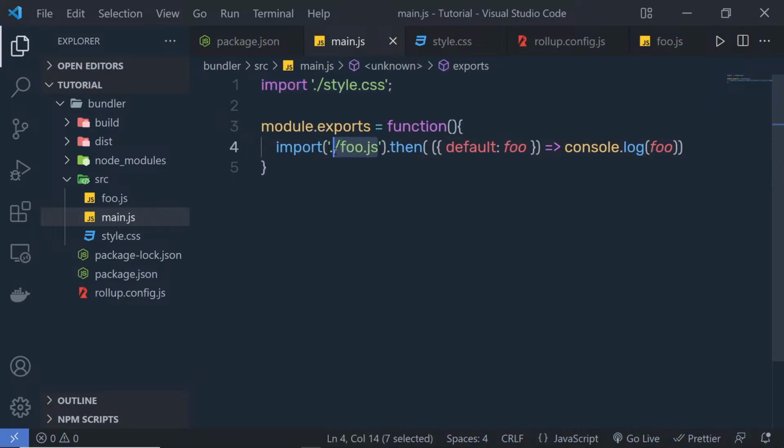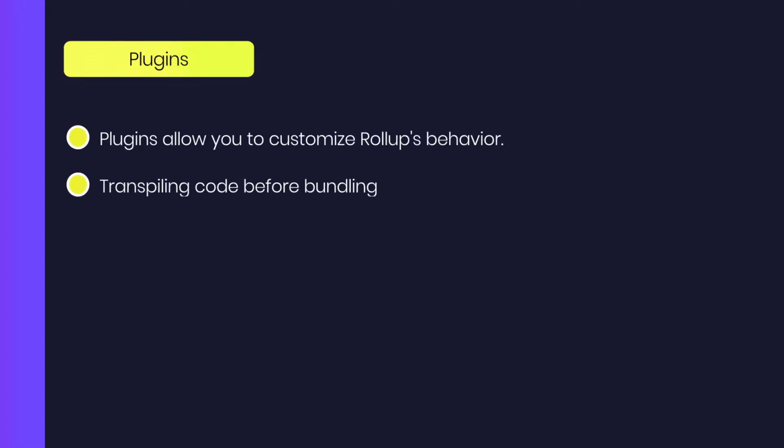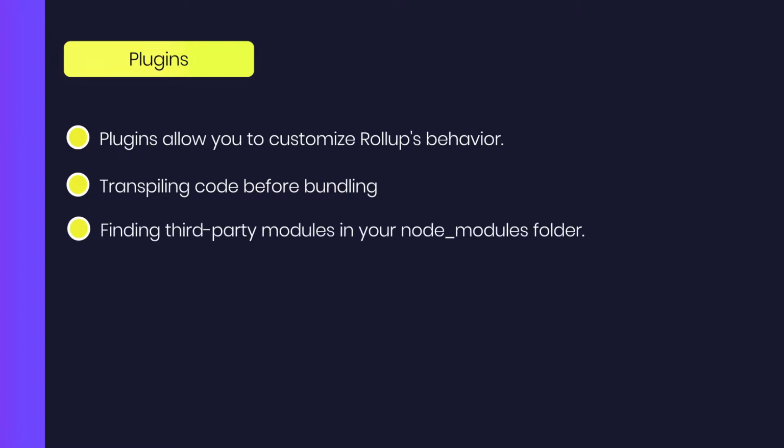Rollup will only transpile, or you can say convert, the file into JS when the file extension is .js. Now this style sheet won't be compiled, or you can say transpiled, inside this bundle. So what we have to do is use a plugin. Plugins allow you to customize Rollup behavior, for example, transpiling code before bundling, or finding third-party modules inside your node modules folder.